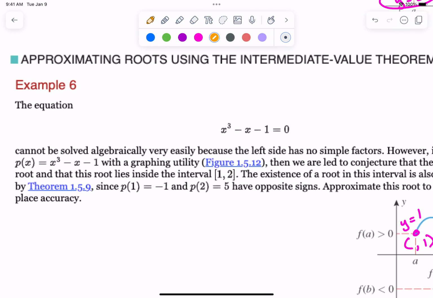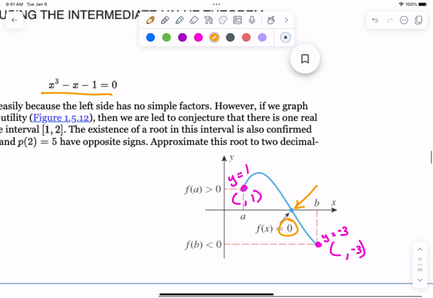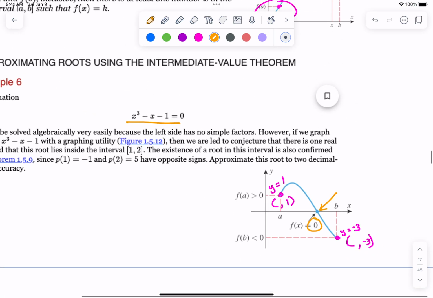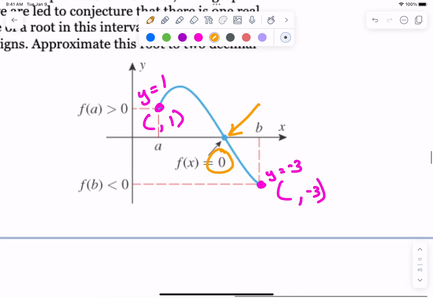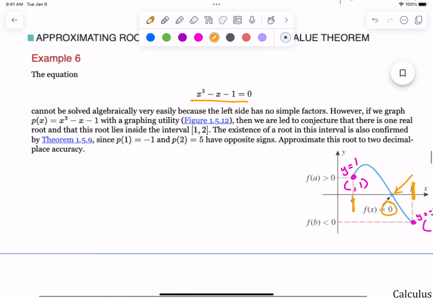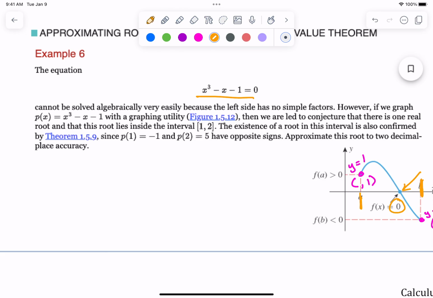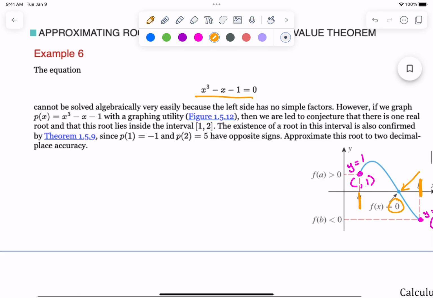Example 6. This is a cubic function, and I think that's what's graphed right here, but we're only graphing it from A to B. So we're only looking at that little sliver of it, not forever to the left and forever to the right. It says it cannot be solved algebraically very easily because the left side has no simple factors. We can't break this down by factoring.